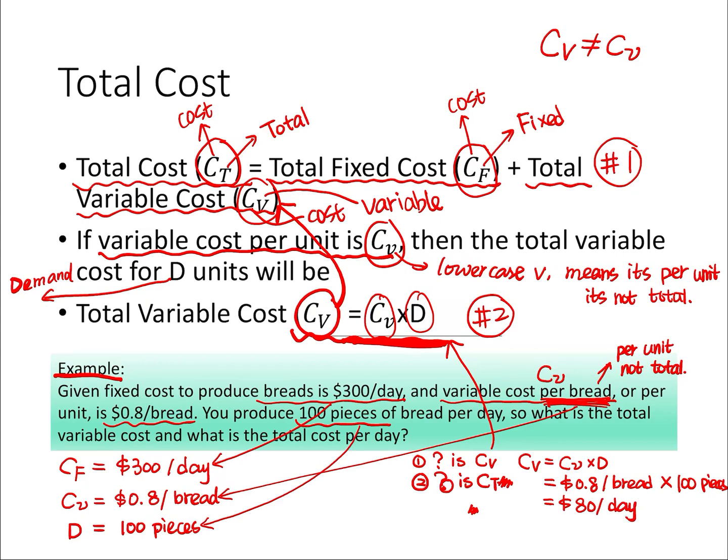Okay, and what is the total cost? Total cost is based on this function, right? So CT is CF plus C capital V. CF is 300 per day, CV is, we just calculated it, $80 per day. So the total is what? Is $380 per day. Okay, this is the result.